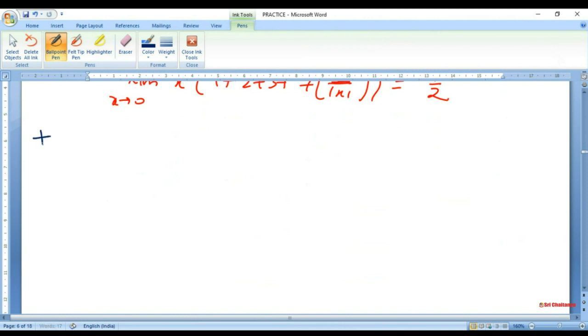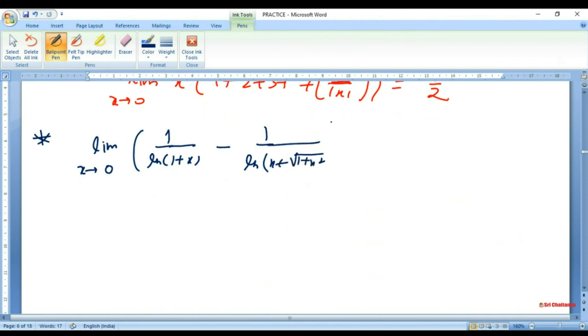So now I take up a problem: limit as x tends to 0. It's a little long: 1 over ln(1 + x) minus 1 over ln(x + root of (1 + x squared)).